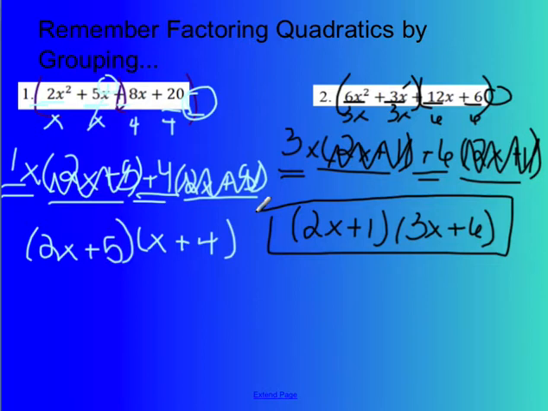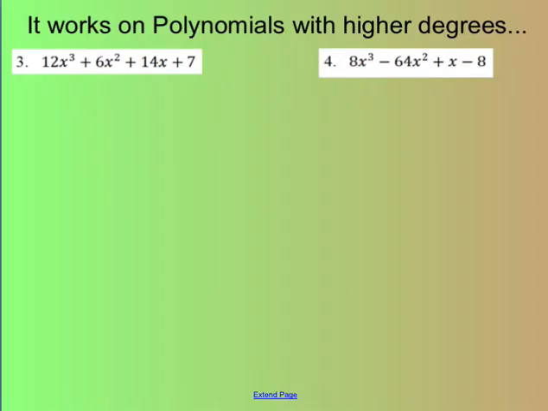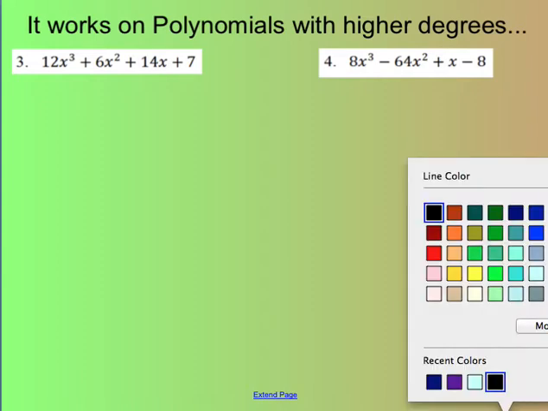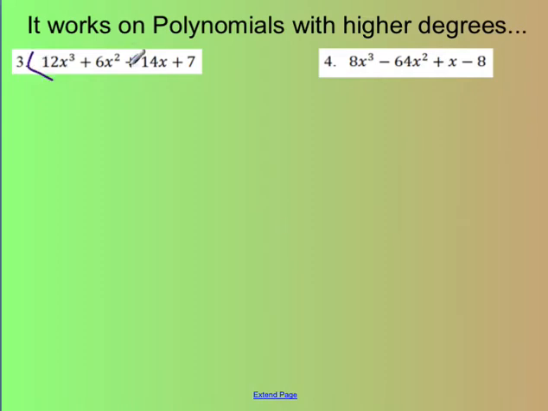So the biggest thing you need to know about this one is that even if there's larger exponents, you can still do the same thing. So let's go ahead and take a look at that. So we have 12 and 6 in the first, and 14 and 7 in the second. So taking a look at that first group. Well, what divides 12 and 6? Well, that's going to be 6. Then I have x cubed and x squared. So my smallest number of exponents is x squared.